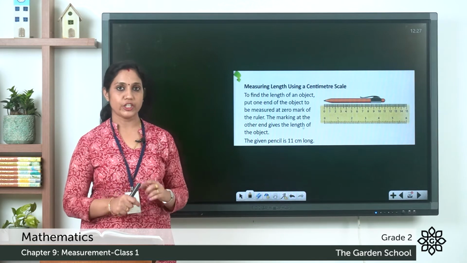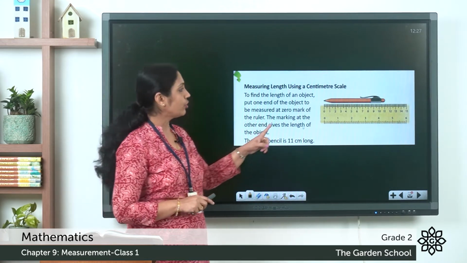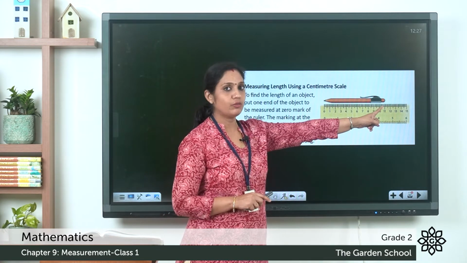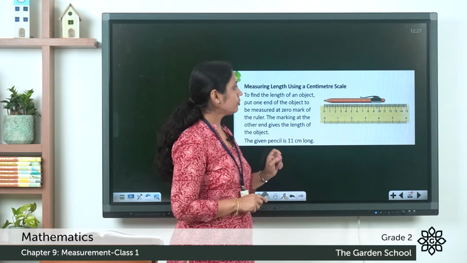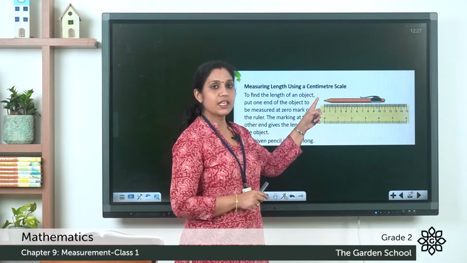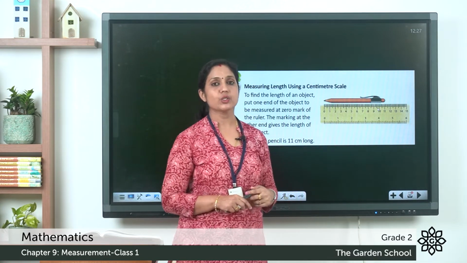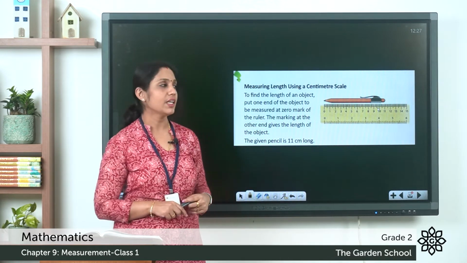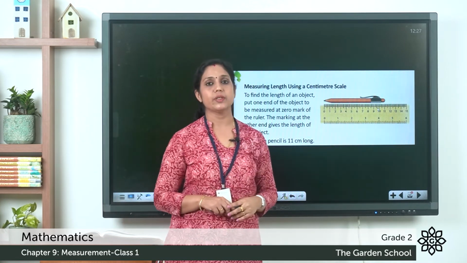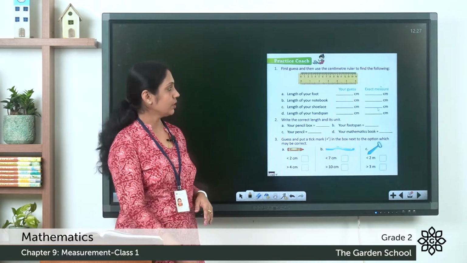So whenever you're measuring on the ruler, what you have to do? One end you have to place near 0, and at the last end, whichever number you get, that is the answer. So here you can see that the tip of the pencil is placed near 0 and it reaches till 11. So what is the length of this pencil? It is 11 centimeters. So the pencil is 11 centimeters long. So this is how we measure on a ruler.